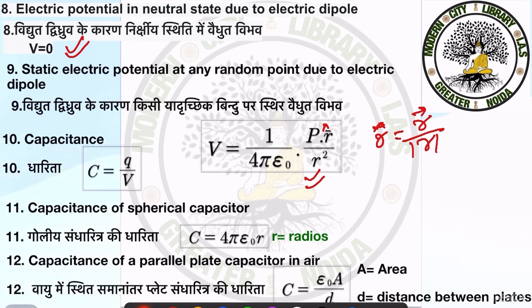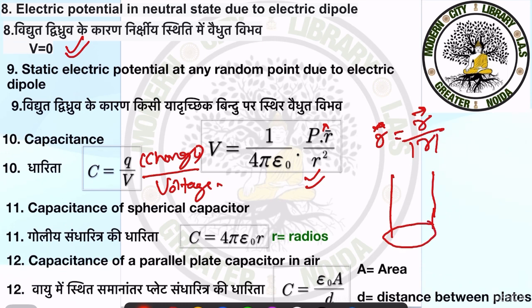Next is capacitance. Capacitance is equal to Q, meaning charge, over voltage. Okay, that's clear. Next is the capacitance of a spherical capacitor. A spherical capacitor like this, having radius R. Then the capacitance is 4 pi epsilon naught into R.